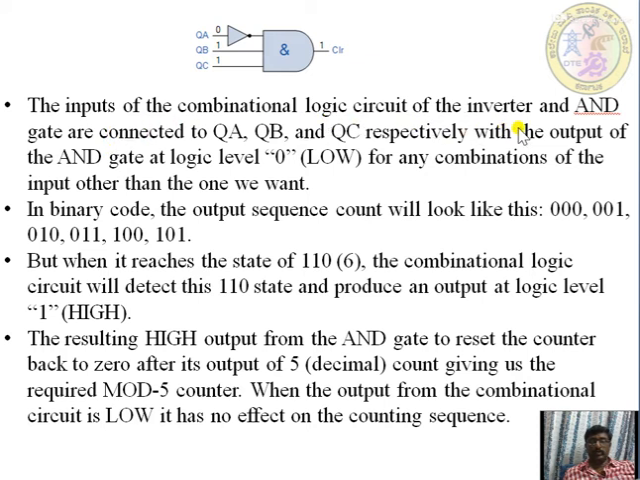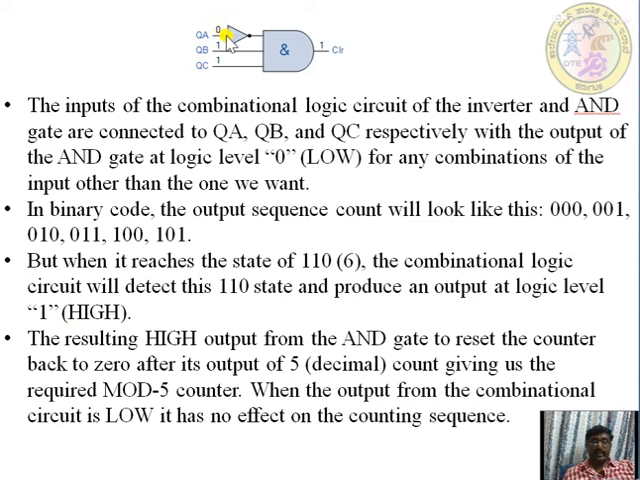The inputs of the combination logic circuit of the inverter and AND gates are connected to QA, QB, and QC respectively, giving the output logic level for any combination of the inputs. In binary code, the output count sequence looks like this: 0 0 0, 0 0 1, 0 1 0, 0 1 1, 1 0 0, and 1 0 1. Counting 5 means counting 0 1 2 3 4 and 5. But when it reaches state 6, that is 1 1 0, the combination of logic will detect this 1 1 0 state and produce the output logic level 1, high.